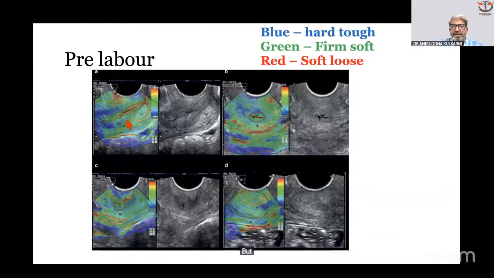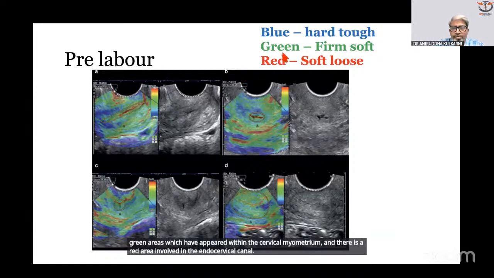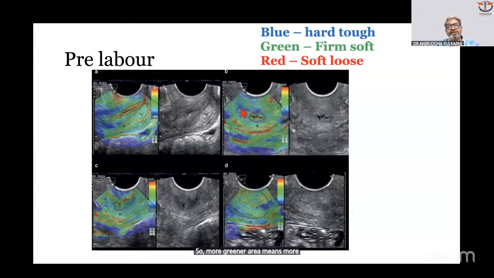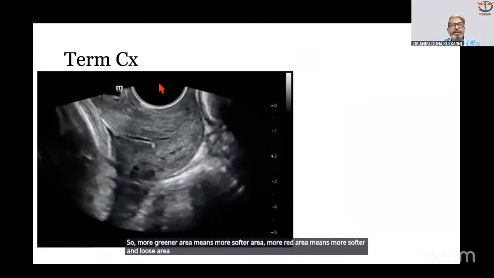But here, in terms of a pre-labor, you can see that there is a lot of green areas which have appeared within the cervical myometrium, and there is a red area involved in the endocervical canal. So more green area means a softer area. More red area means a softer and looser area. That means the patient is in pre-labor.